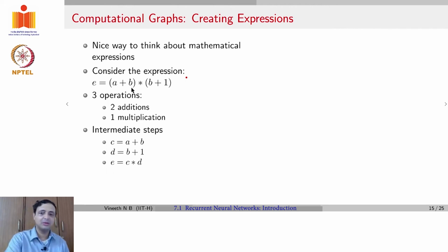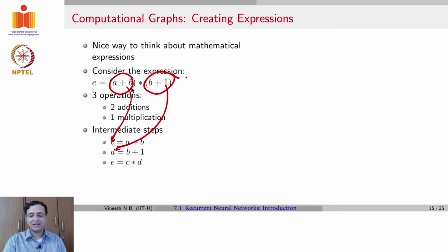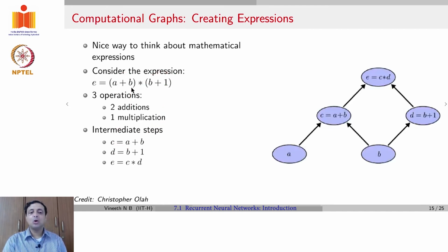So you're saying that the first term here is C, the second term here is D, and then you finally multiply the two to get E. This seems trivial. Why are we talking about this? One could now write this as a computational graph. You have values A and B given as input. You compute C given by A plus B. Then you compute D, which depends only on B, which becomes B plus 1. And then you combine C and D to get your final output E, which is C into D.